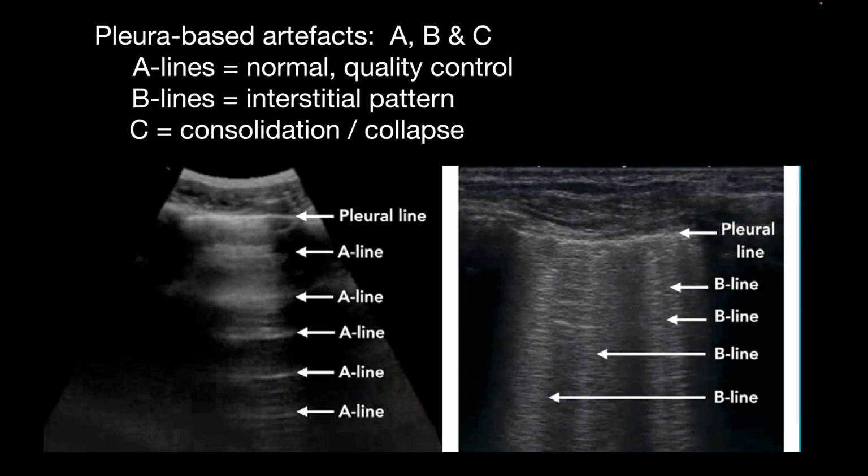So they should go all the way from the pleural line all the way off to the far field of the ultrasound. They should also obliterate the A-lines. You may still have A-lines, and as you sweep across, as these B-lines move with the respiration, they should obliterate the A-lines.